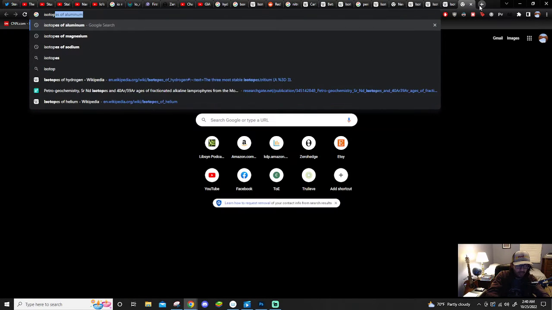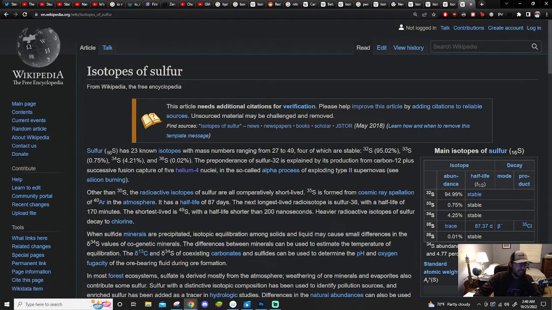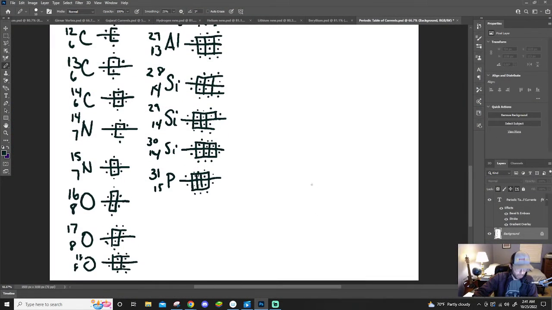So isotopes of sulfur. Here we are. Sulfur. 4 are stable. 32, which is most of it. So most sulfur adds a proton to this structure, so it remains this structure, which is the most stable. It's hard to vibrate it out of. Think of it like that.